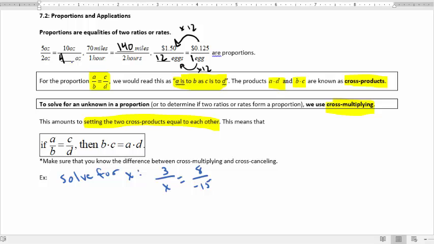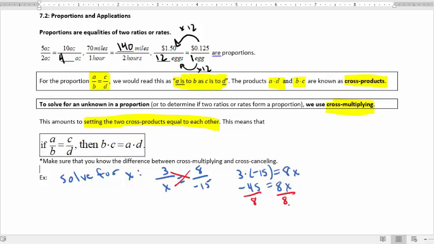All right, 3 is to x as 8 is to negative 15. What is x? So again, whenever you have a proportion, which amounts to two fractions equal to each other, just use your cross multiplying. So you're doing 3 times negative 15 equals x times 8, which I'll just write as 8x. And then this is going to be negative 45 equals 8x. And then you divide by 8.